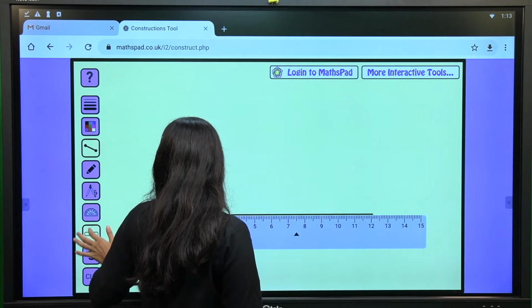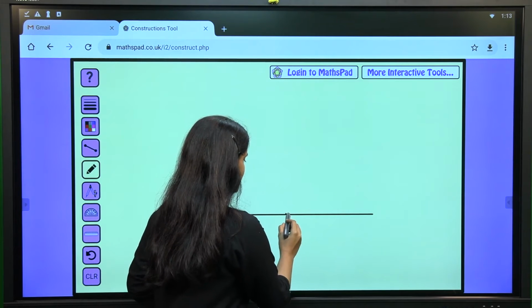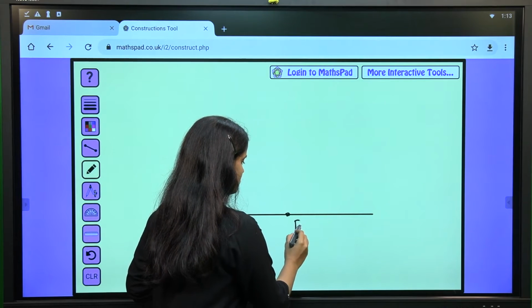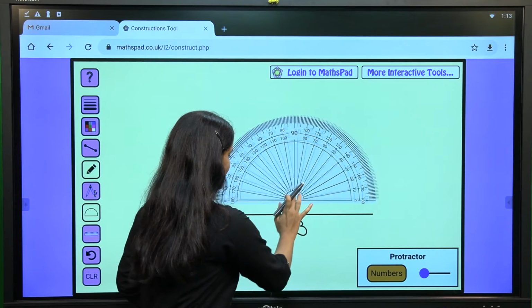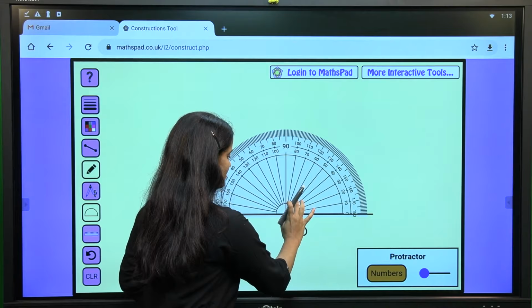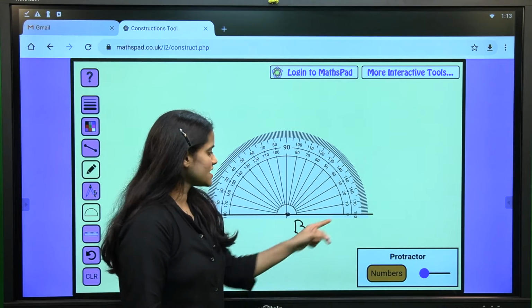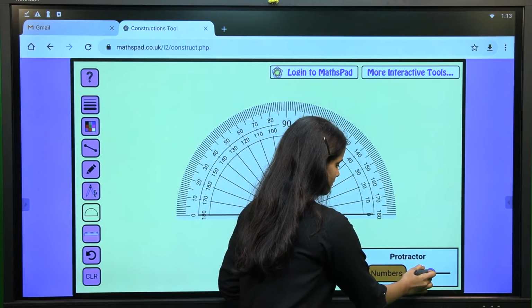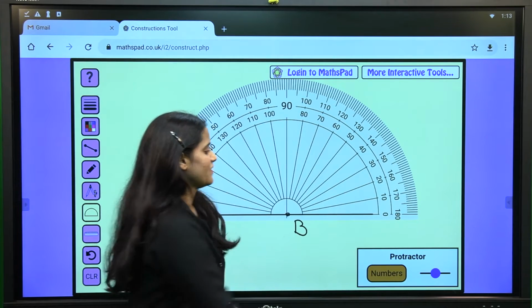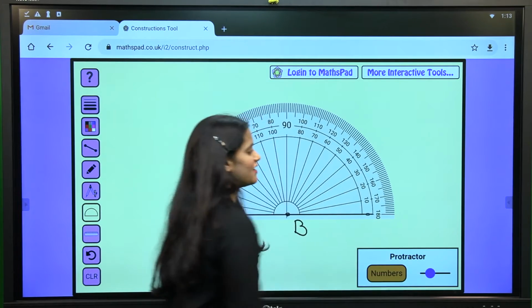Okay. Next, I'll mark a point here, point B. Then I'll take a protractor and keep it here. You can see now, it's coinciding with the line, which means our line is straight. So if you want to increase the value, you can increase like this. See, you can decrease as well.